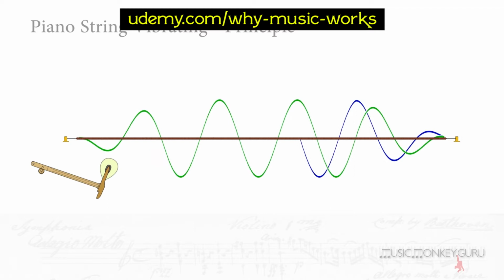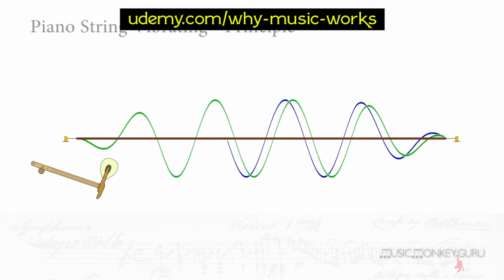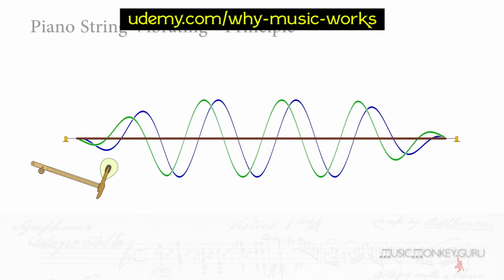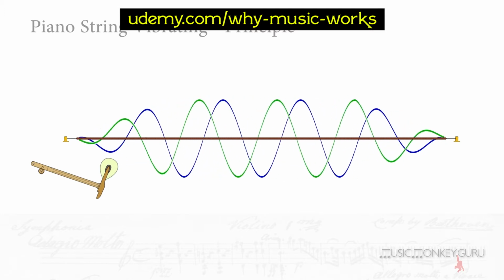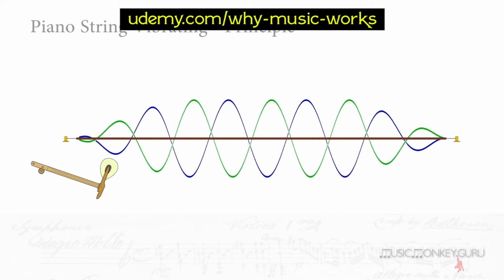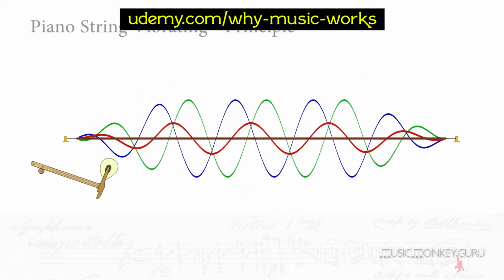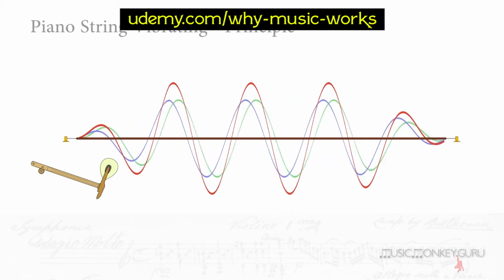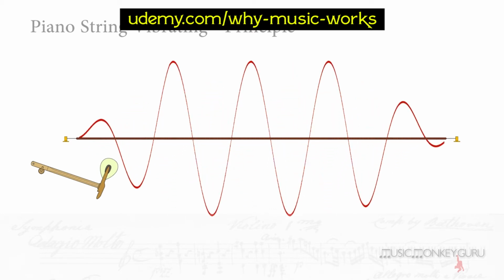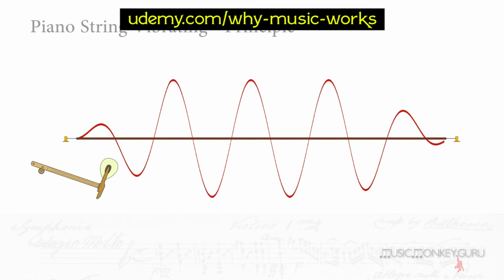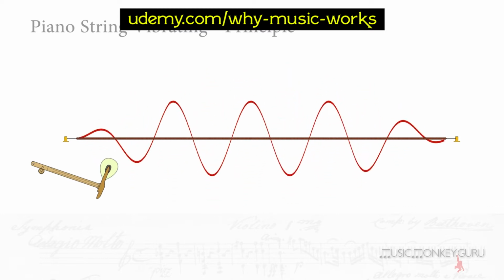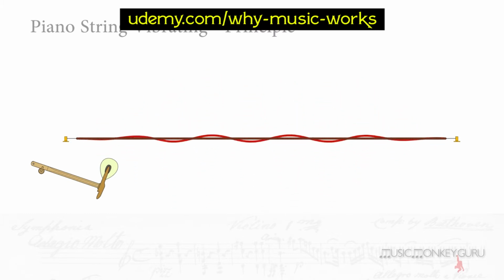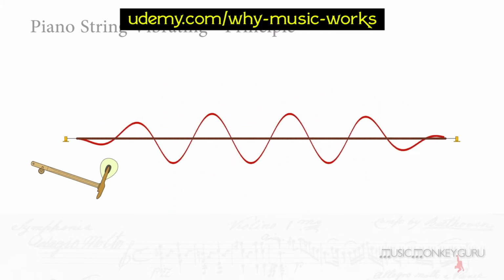Now, if you remember, if the peak of a wave hits the peak of another wave going the other way at exactly the same time, the resulting wave is bigger. And if the peak of a wave hits the trough of another wave at exactly the same time, the resulting wave is cancelled out. And this is exactly what we get in the string, as can be seen here by the red wave. So the string actually starts to vibrate like this. This is called a standing wave. It's called a standing wave because the waves are standing still.